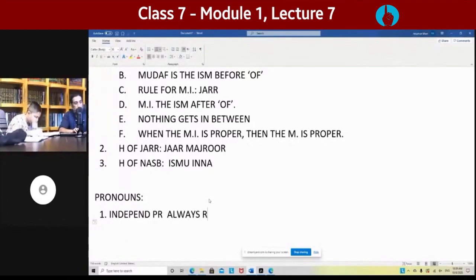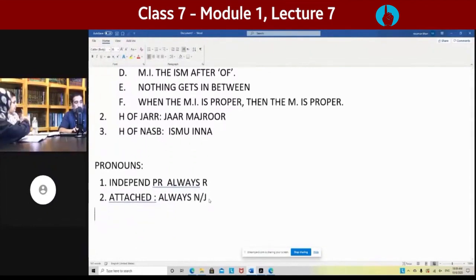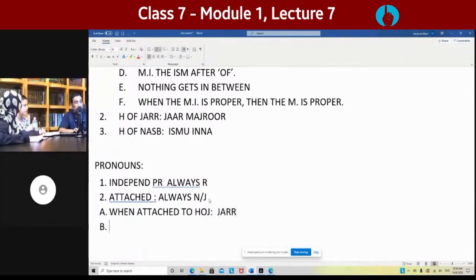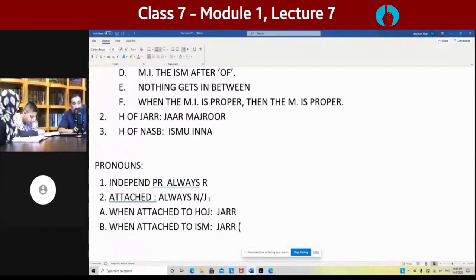In the independent pronouns, always what? Rafa. Okay. Number two. Attached, always to nasab or jar? Nasab or jar. When attached to a harf of jar, they are what? Take a guess. Jar. Yeah. When they're attached to an ism, they become mudaf ilayh. So they become jar because they are mudaf ilayh.